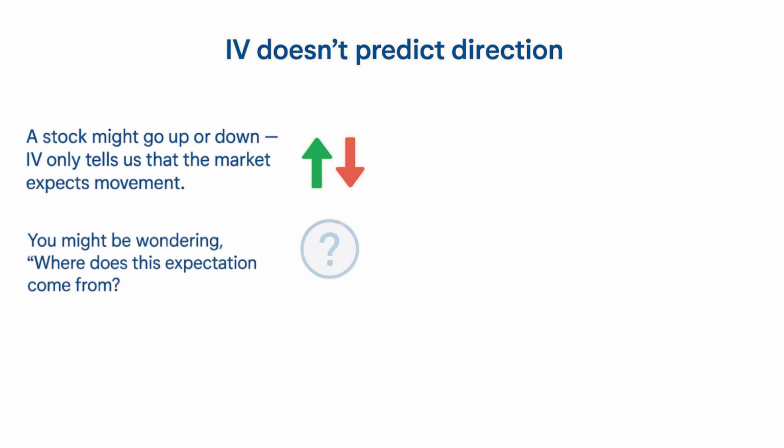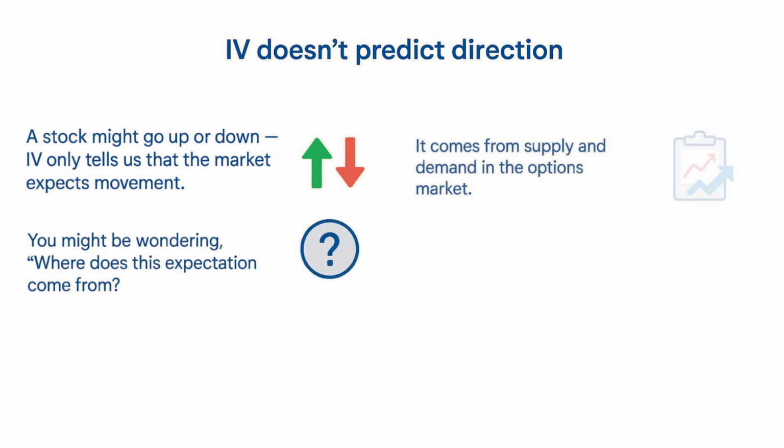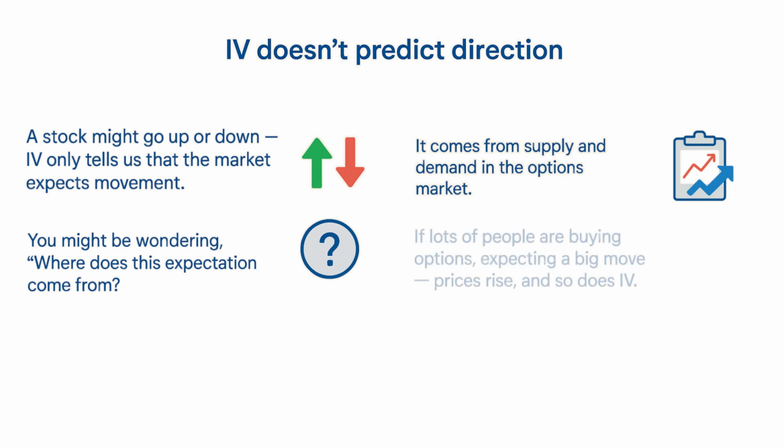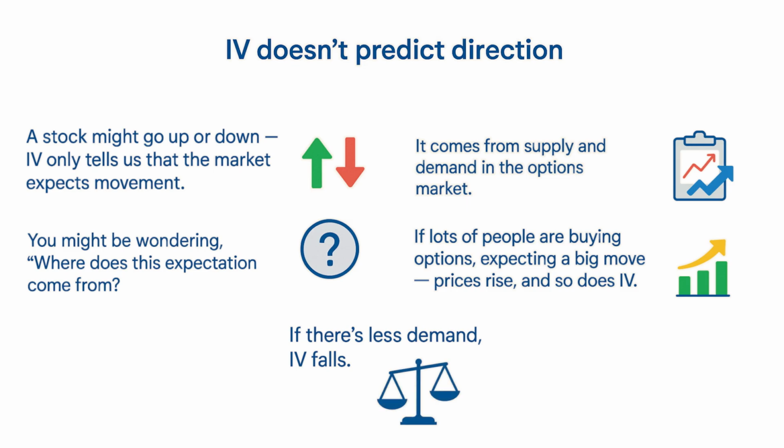You might be wondering, where does this expectation come from? It comes from supply and demand in the options market. If lots of people are buying options expecting a big move, prices rise, and so does IV. If there is less demand, IV falls.